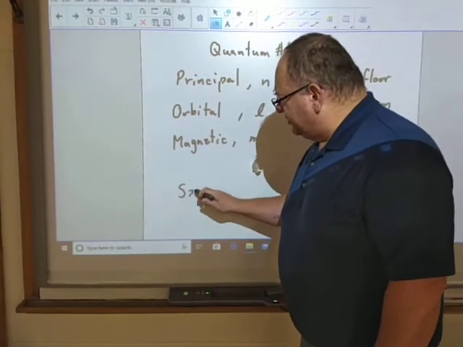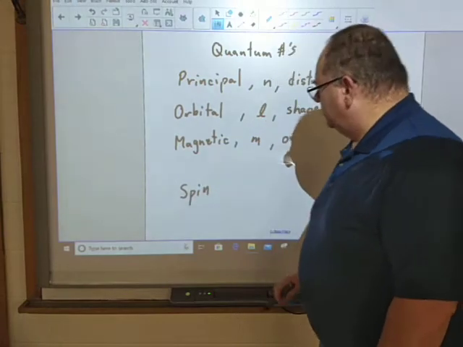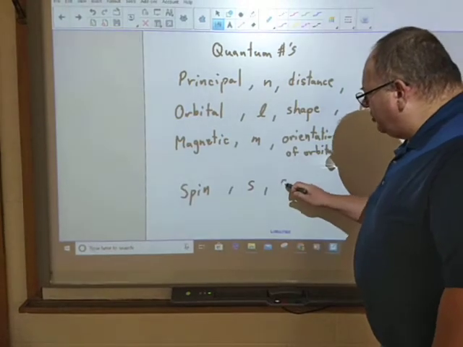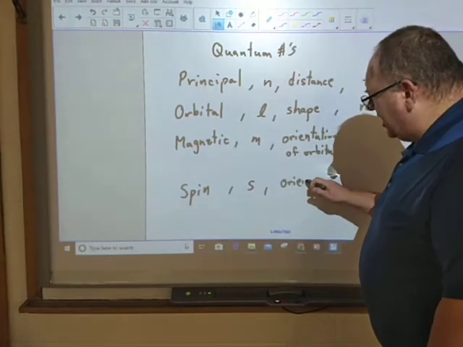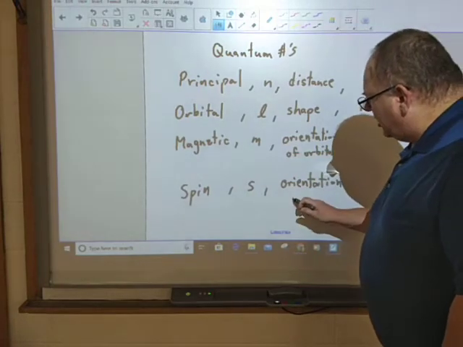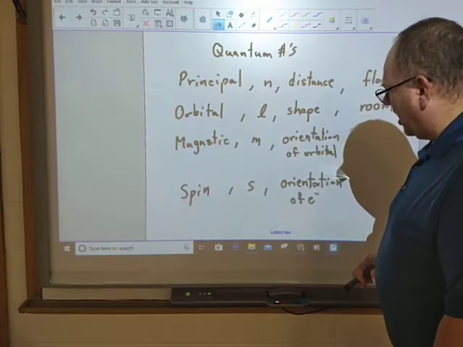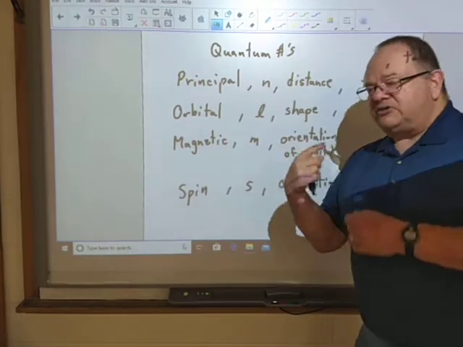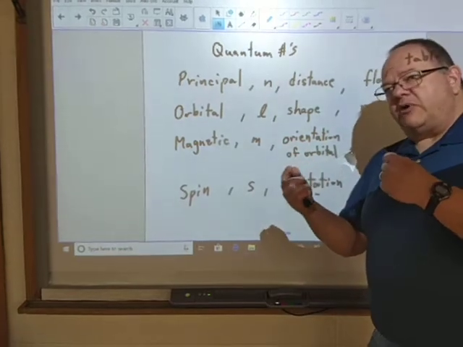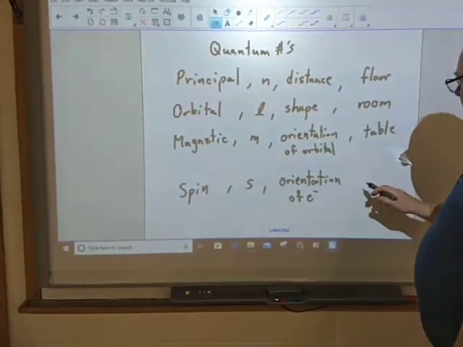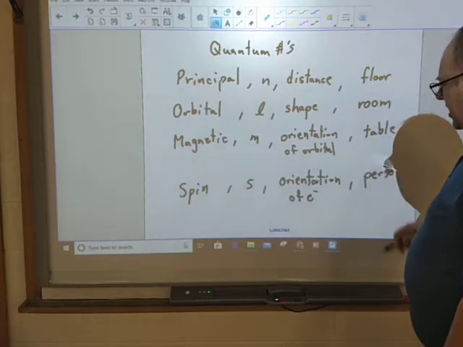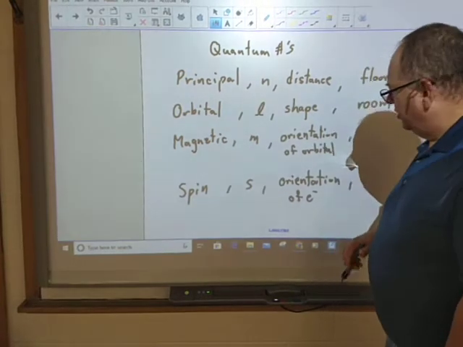And then finally we get the spin quantum number. And a spin quantum number is given S. And this is the orientation. So again, a little bit confusing. But this is talking about the orientation of the electron within. So the electron has a spin. It's either got a positive spin or a negative spin. It's either got a clockwise spin or a counterclockwise spin. This is representing the person sitting at the table in our electron hotel.